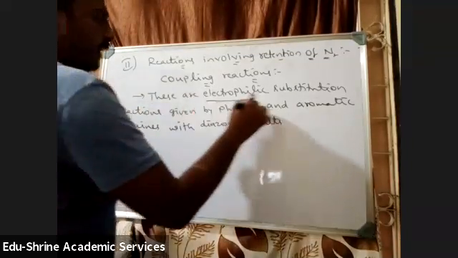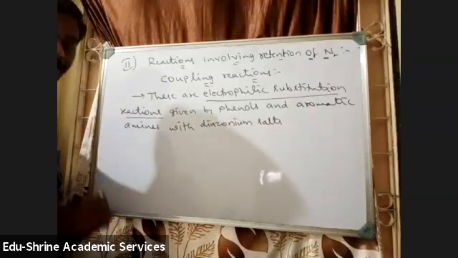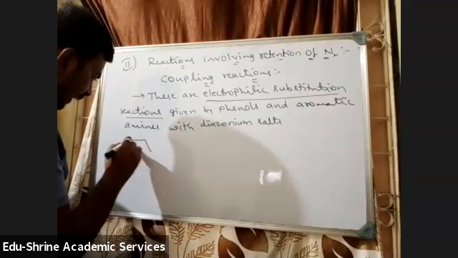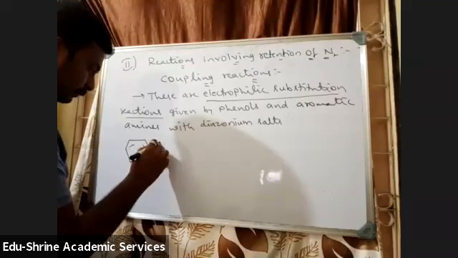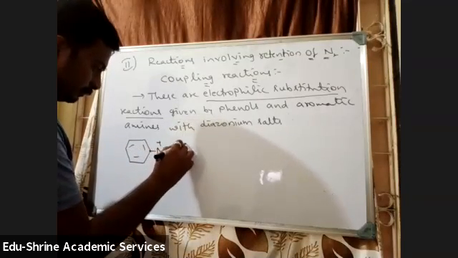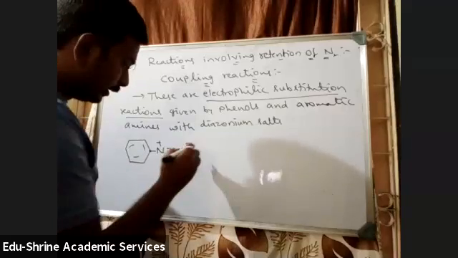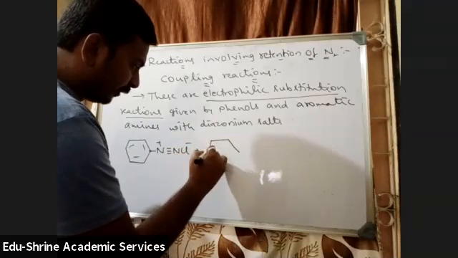So these are electrophilic substitution reactions. For example, if I take benzene diazonium chloride, first I make it react with phenol.